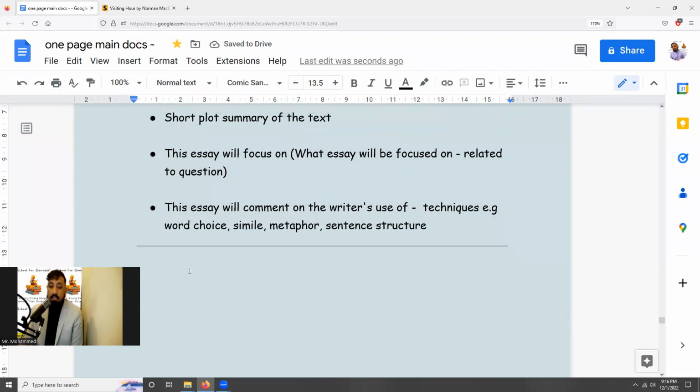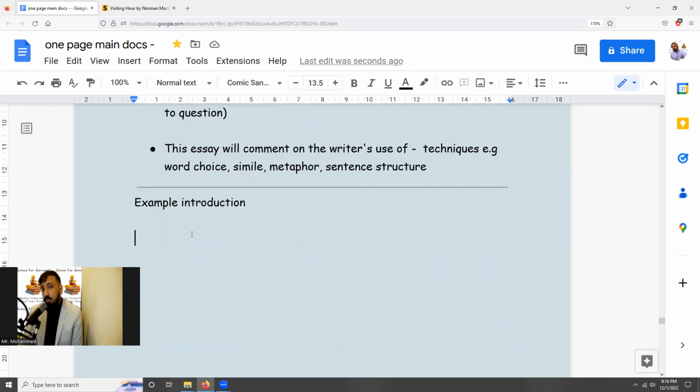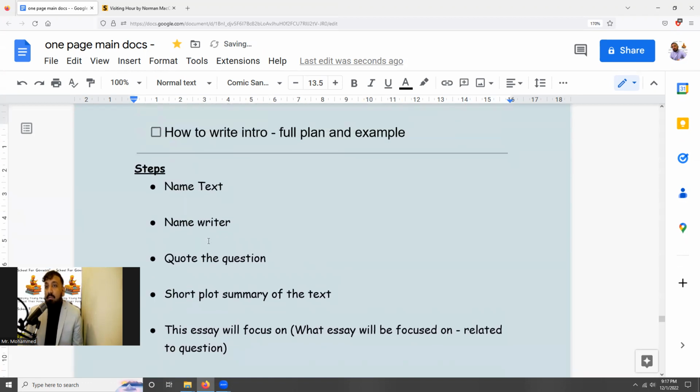Okay, so here is your example introduction. So write this along with me. Okay, so we'll begin. Name the text, name the writer. What we'll do is we'll do this for Visiting Hour. So we'll just literally start one thing at a time. Visiting Hour. Okay, then we name the writer, by McCaig. Okay, and then we quote the question.